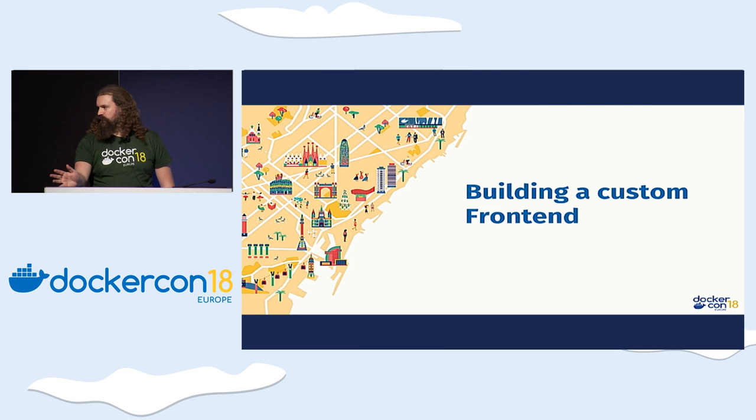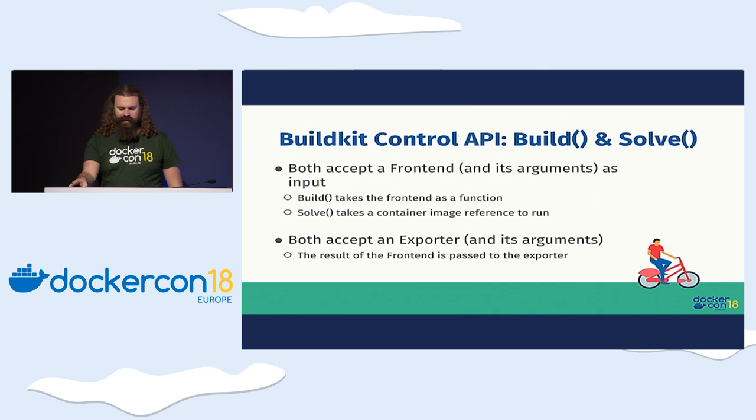So BuildKit has a few features that aren't yet surfaced via Docker build, nested builds, and various cache import and export options. But importantly, from my point of view, it has two different ways of launching a front end. So it has API methods called build and solve. And both of them accept a front end and key value pairs as arguments for that front end. But build takes the front end as a function, and so it'll run on the client side, whereas solve takes a container image reference to run.